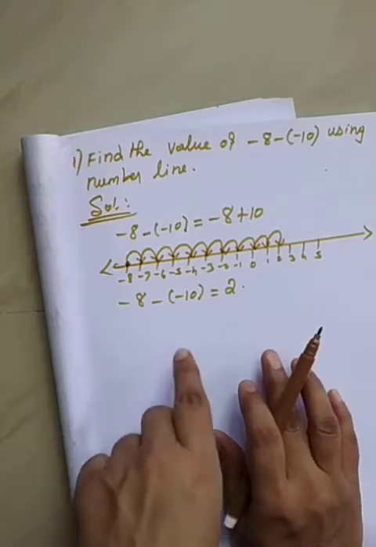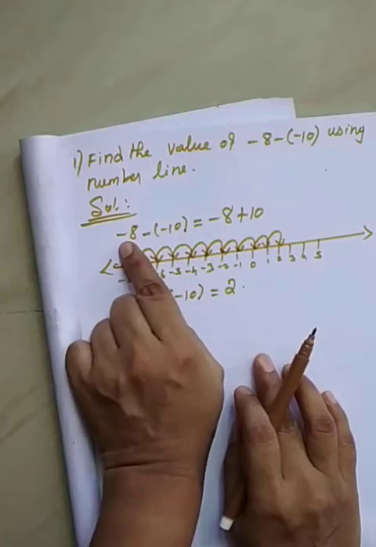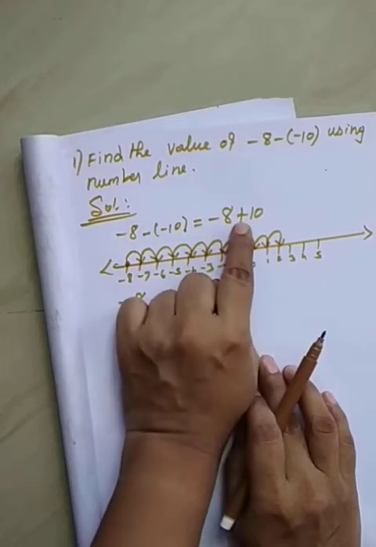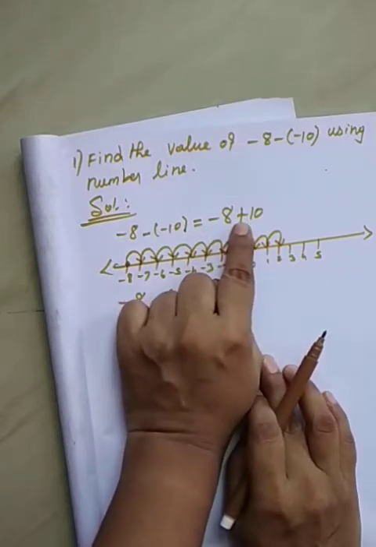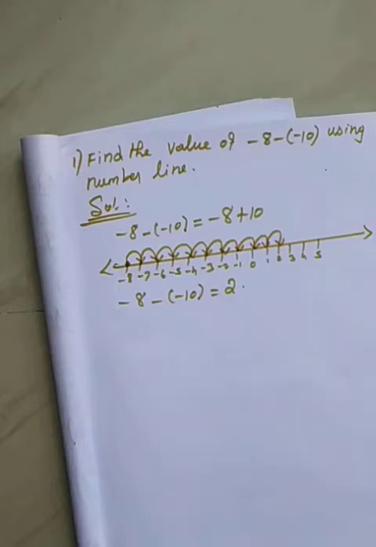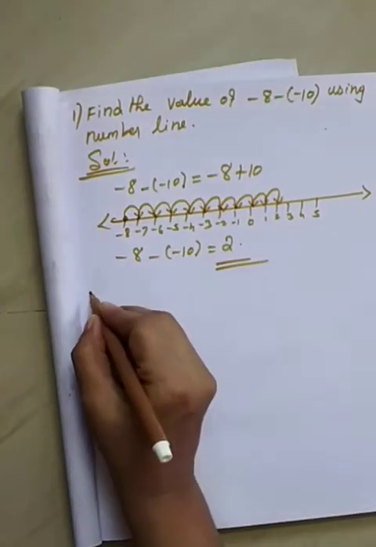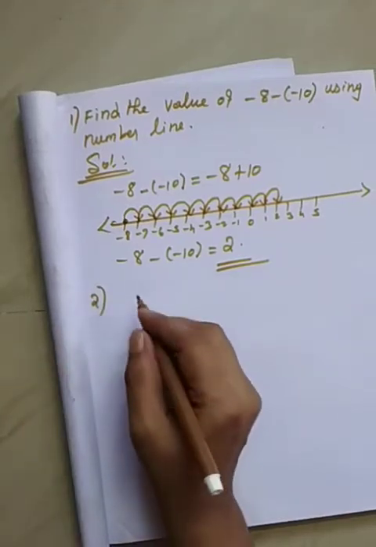Hence, to subtract an integer from another integer, it is enough to add the additive inverse of the integer that is being subtracted to the other integer. Now everybody clear? Okay. See another example.